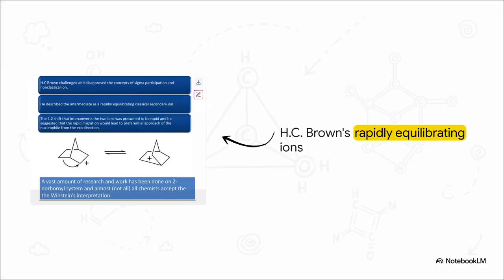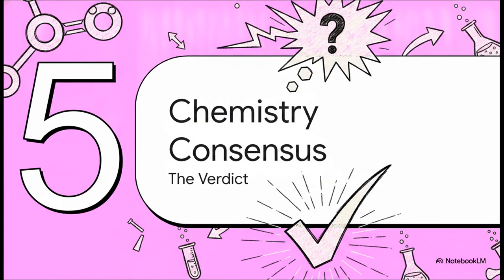In Brown's model, the molecule rapidly shifts from one structure to the other and back again in a constant rapid equilibrium. Brown suggested that this rapid migration, not some new bridged bond, is what leads to the preferential approach of the nucleophile from the exo direction, completely bypassing the need for Winstein's non-classical bridged bond. It was a fierce, high-stakes battle of ideas. On one side, you had Winstein's new bridged structural paradigm. On the other, Brown's clever application of classical, rapidly shifting physics. This debate raged for decades, driving massive amounts of experimental work.